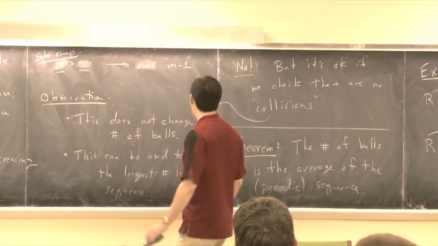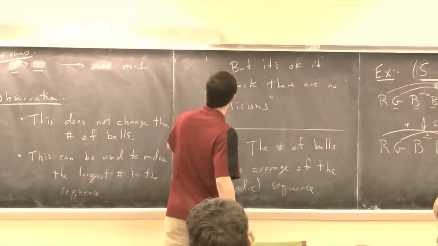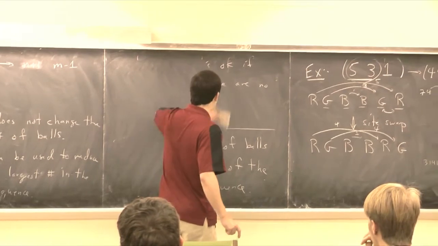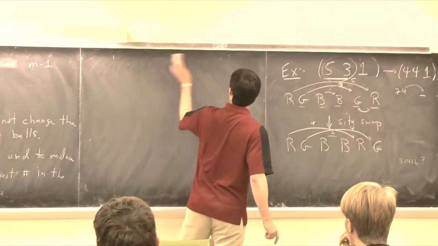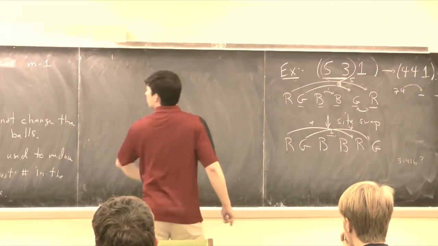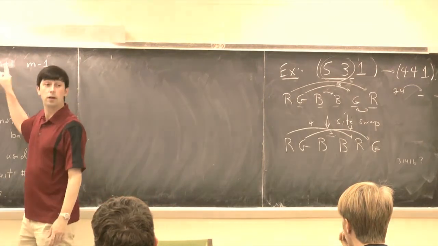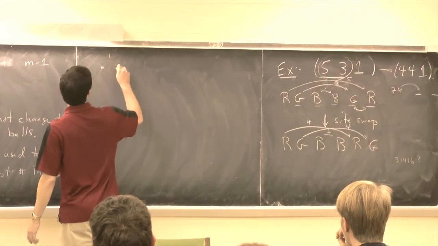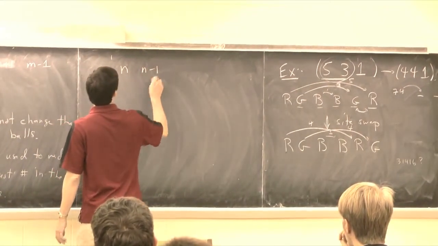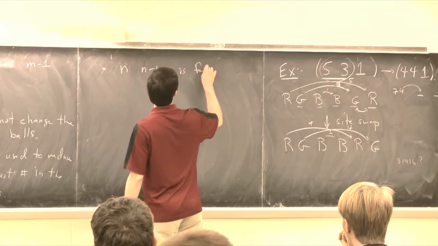We know, so this is a third fact, and sort of useful to mention: you might be able to reduce something to something that wasn't a constant sequence, but if you did, you can always reduce it to something where things are at most one apart. So the last observation is that n minus 1 following n is forbidden.